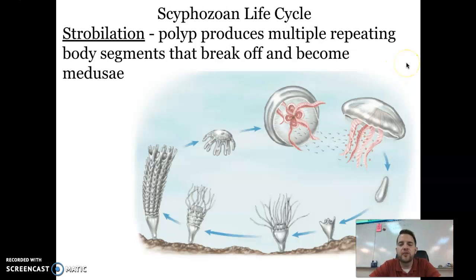But strobilation is interesting where they multiply their body in segments, and then they break off those segments, and they become medusa. And so that is a process called strobilation, and it is very common in class Scyphozoa, which we'll talk about in a second.